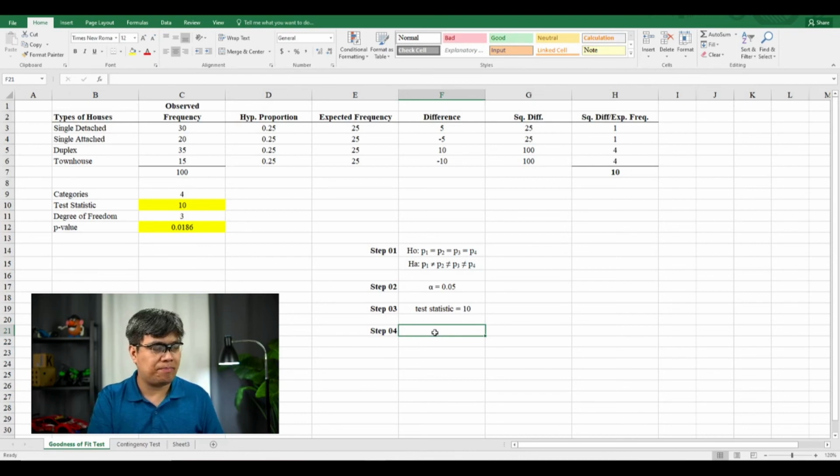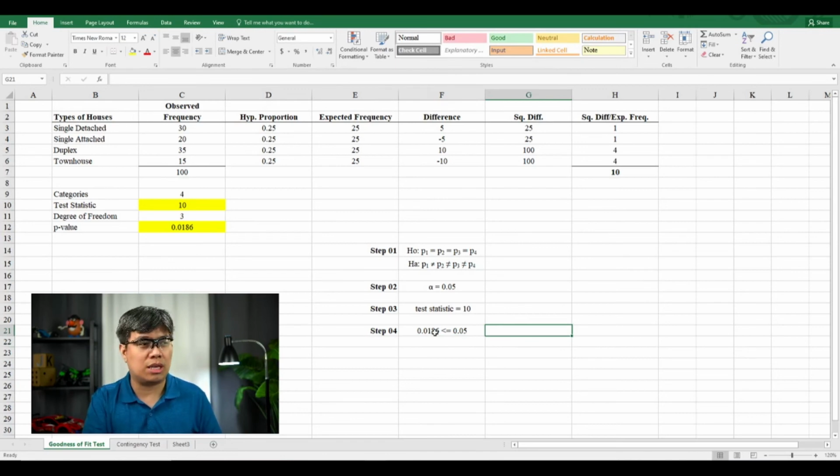If our p-value, which is 0.0186, is less than or equal to 0.05, then based on that, your conclusion is to reject the null hypothesis. So what's the implication here? It means the different categories of types of houses, from single detached to townhouses and duplex, indicate that there are different types of houses. Meaning the difference between 15, 35, 20 and even 30 are different from one another, which is proven based on our test statistic here using the test of goodness of fit.